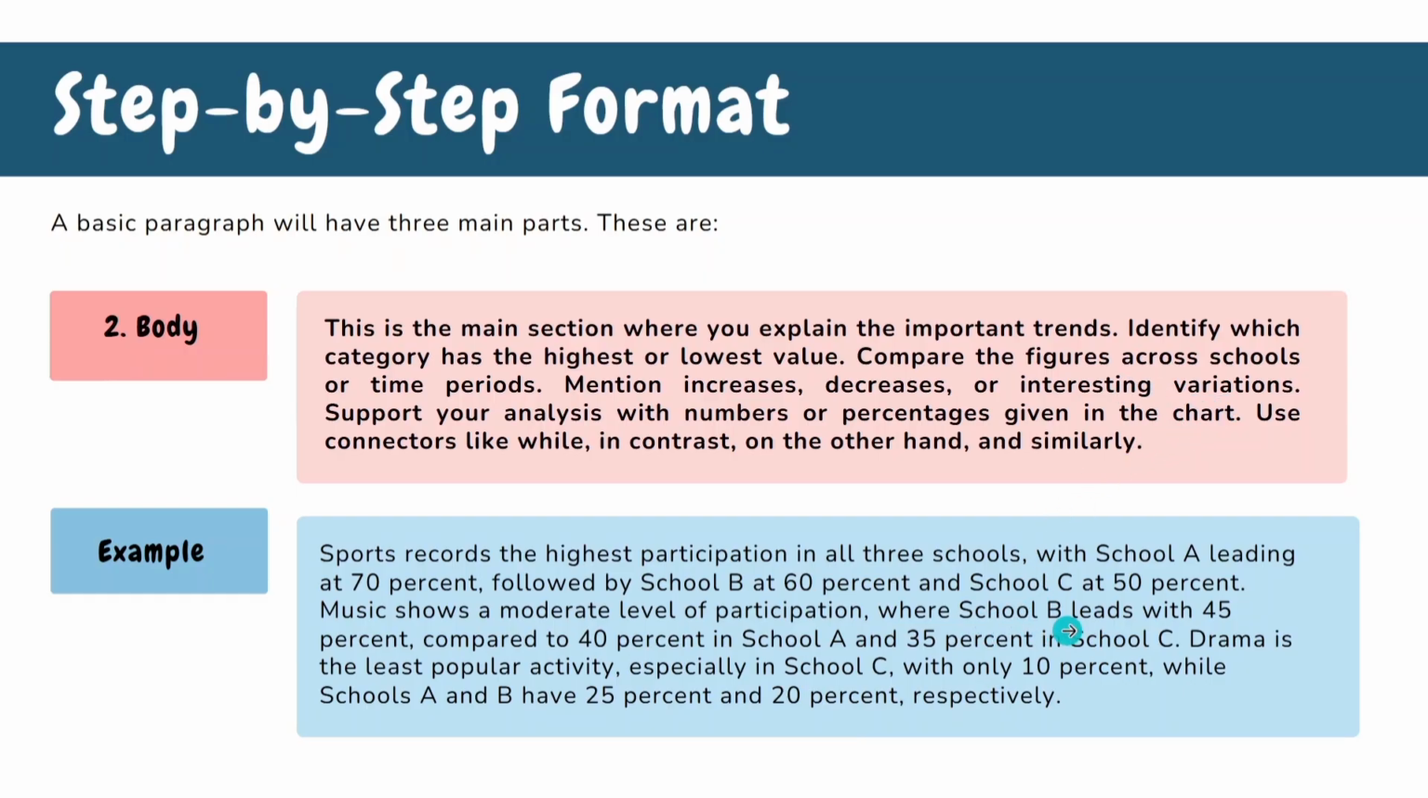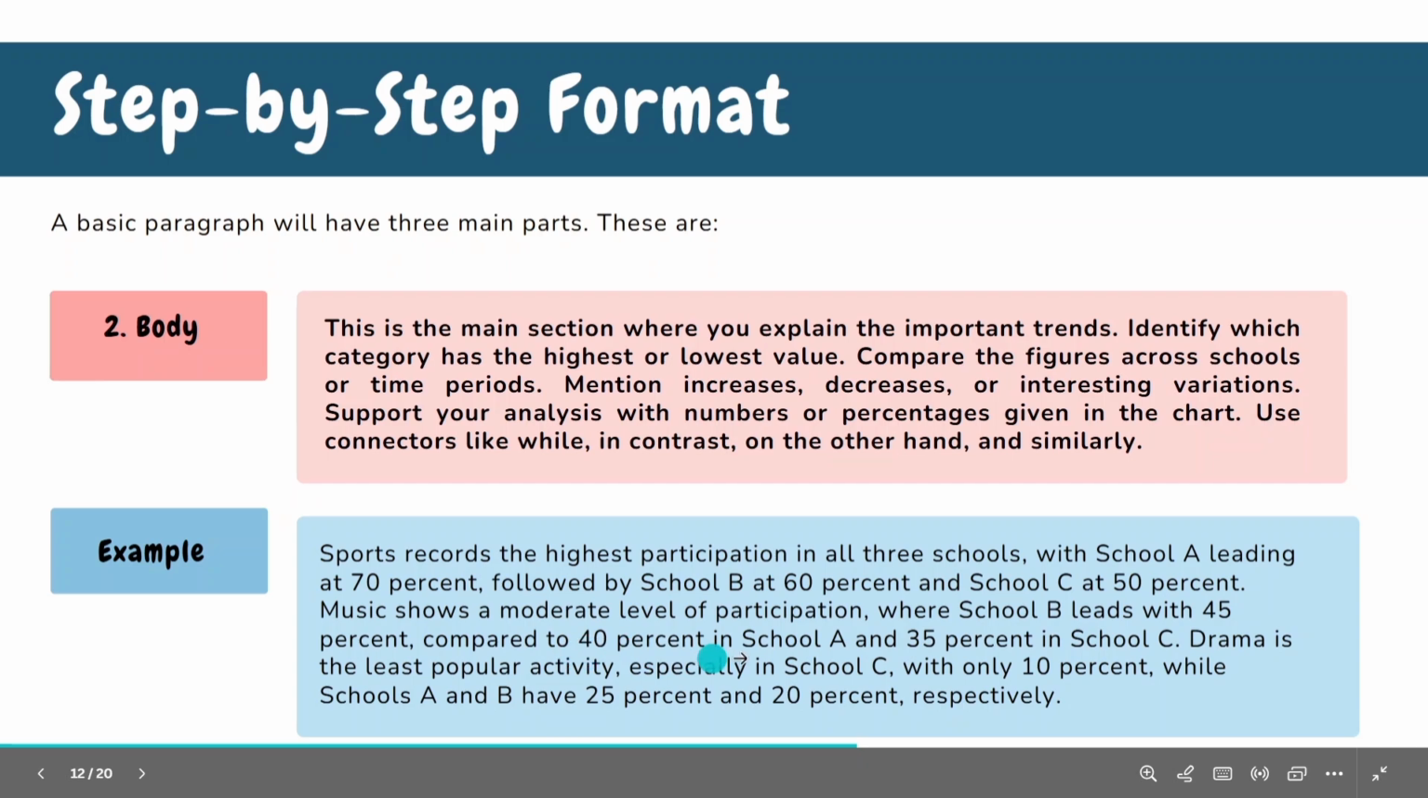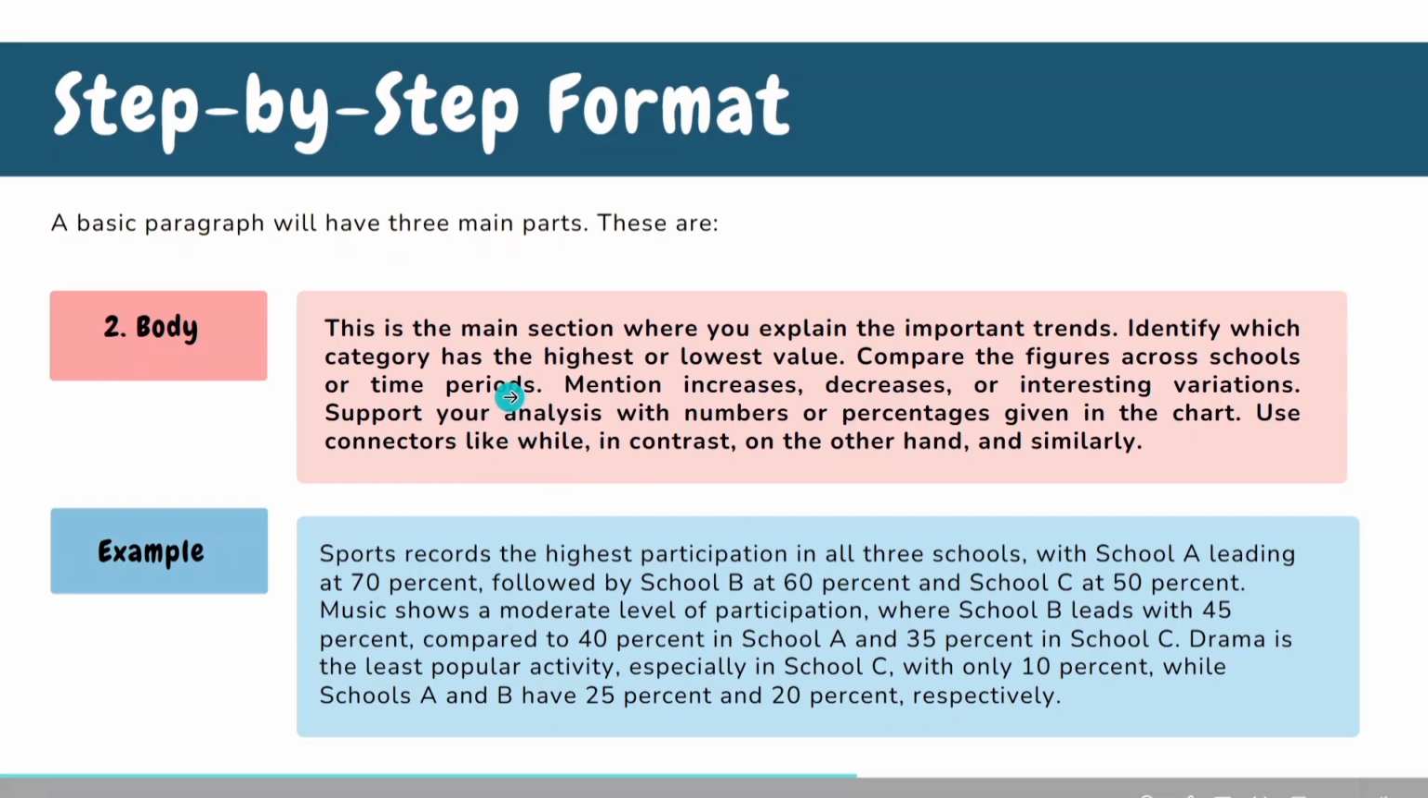With 45% participation compared to 40% participation in school A and 35% in school C, right? And drama is the least popular activity, as I told you that the lowest value should be mentioned here, especially in school C with 10%, while this is one connective, okay, as I talked about, add more and more connectives, right? And that's how everything has been given here.